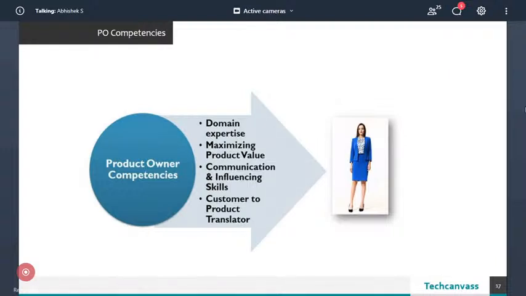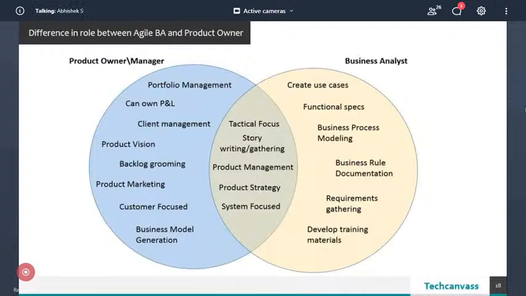You need to have good communication and influencing skill. You need to ensure that the team understands what your requirement is all about, or probably you need to influence your marketing team for some stuff. And the customer to product translation. It's the product owner who usually talks with the end customer or the stakeholders, and how you actually translate their needs into a product requirement is what the product owner basically does. So that's the basic high level things that we had covered.